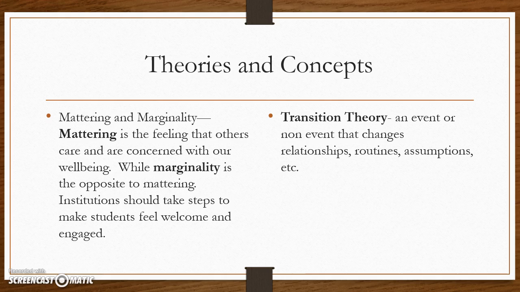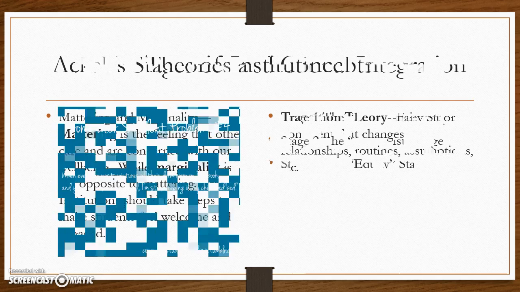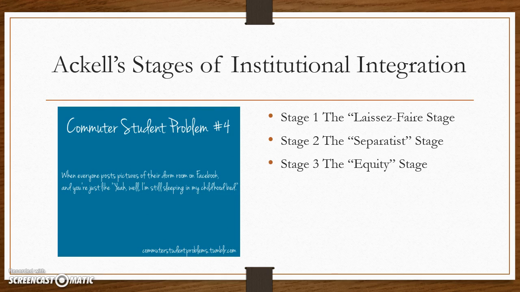The transition theory talks about any event or non-event that changes relationships, routines, or assumptions. So from being that full-time employee who decides, I need to take a degree program to open up the next door for that promotion, that changes their relationships, their routines, their assumptions. For anyone that's going through this, it's restructuring your priorities, which takes more priority than the other, or finding balance between the two.